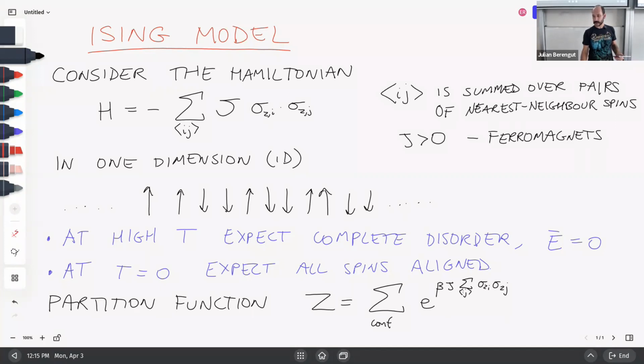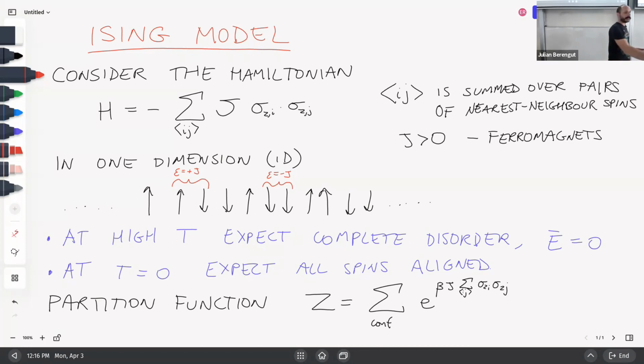Only nearest neighbors. Nearest neighbors means these ones will have an energy of plus J because they're opposite directions. These two would have an energy contribution of minus J because they're in the same direction. Now I have to sum up over all pairs, all nearest neighbor pairs.